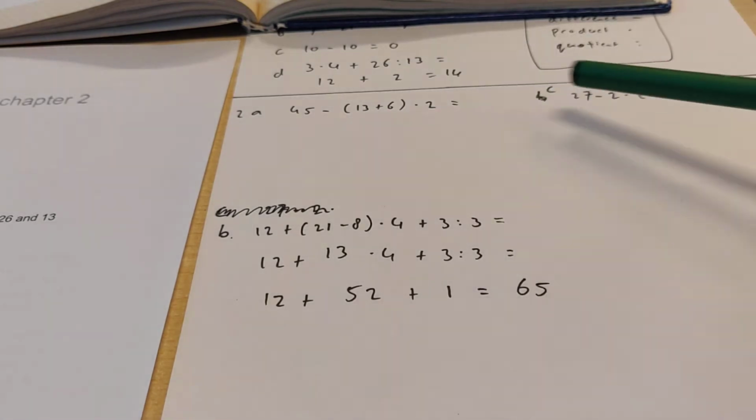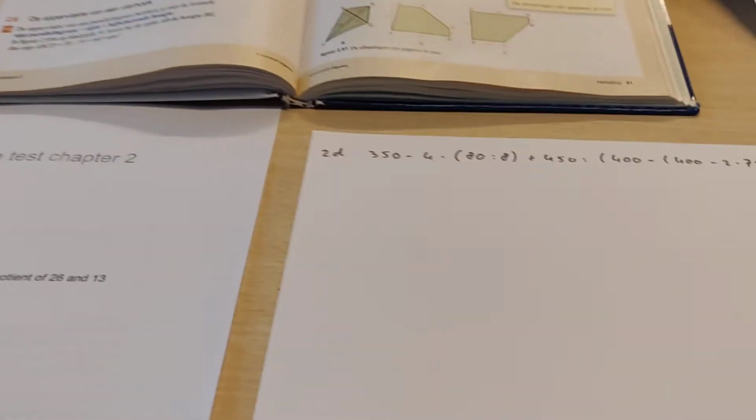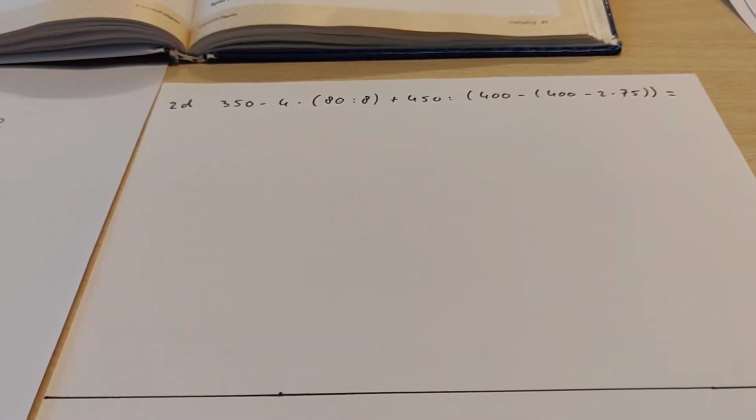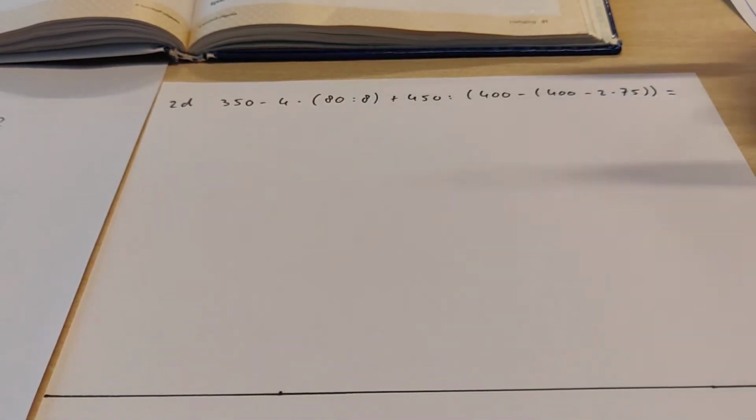Now for exercise 2a and 2c, I'm just going to send you the answers later. Alright. Moving on to my next paper. I have 2d over here. Now 2d is kind of a big exercise, as you can see. Alright. So we're just going to try and solve it. We first have to do the brackets.